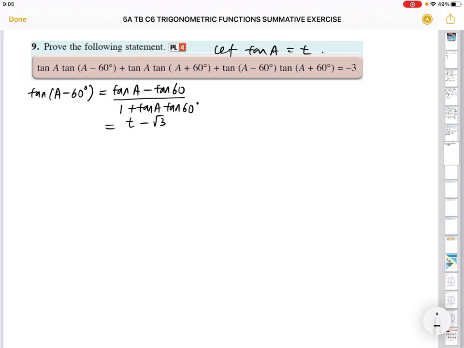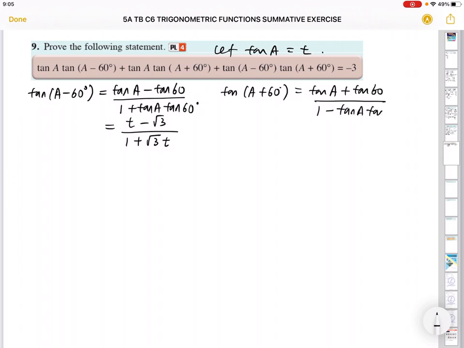Now, how about tangent A plus 60? It's the same. Just change the sign. Tangent A plus tangent 60, over 1 minus tangent A tangent 60: T plus root 3, over 1 minus root 3 T. Now notice they're exactly opposite. The first one, tangent A minus 60, you see the sign is minus plus; this one is plus minus, the other way round.